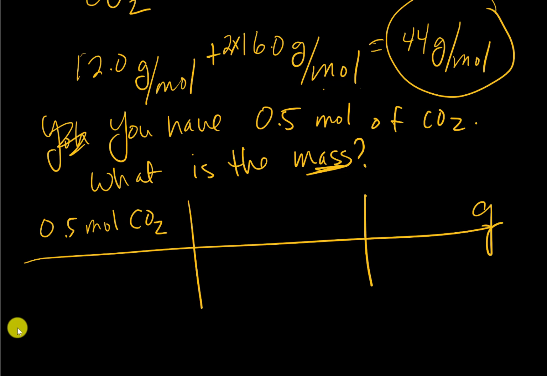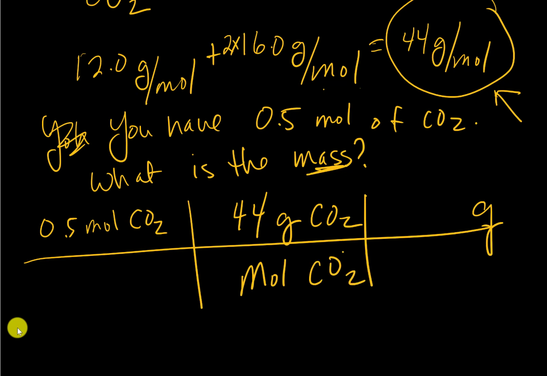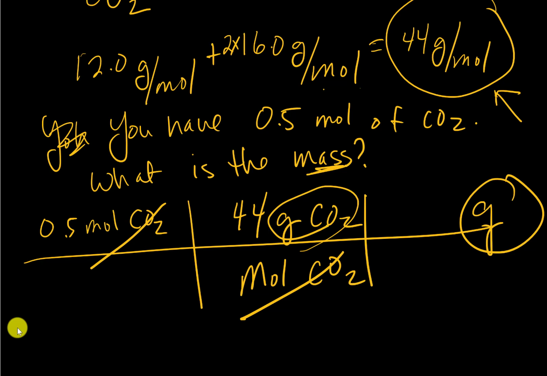And so we say 0.5 moles of CO2. Okay, we need a conversion factor. How many grams do we have per mole? Fortunately, we just found that up here. We have 44 grams of CO2 per mole of CO2. Now we can cancel this out, cancel that out. Now we already have our cancellation. All we're left with is exactly what we want: grams of CO2. So we take 0.5 multiplied by 44, and we get 22 grams of CO2. That's the answer to this question. You have 0.5 moles of CO2. What is the mass? The mass would be 22 grams.